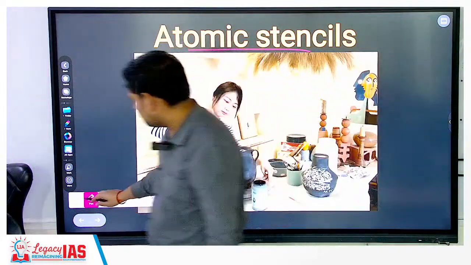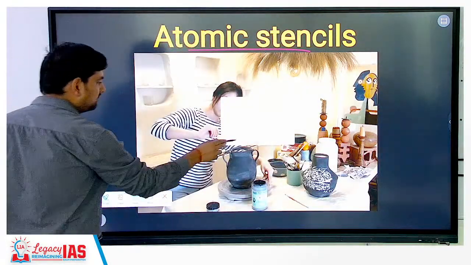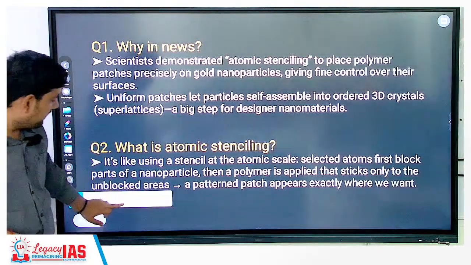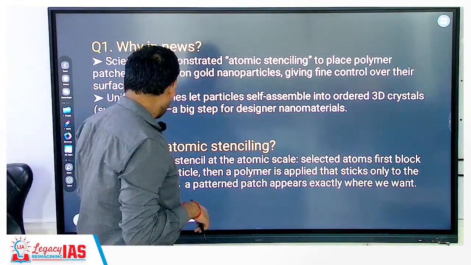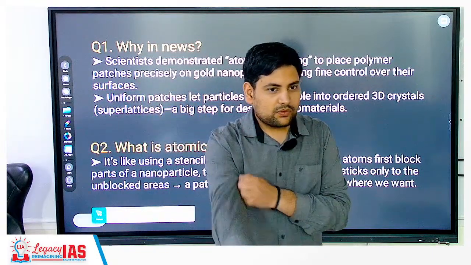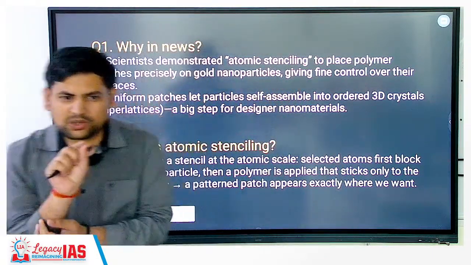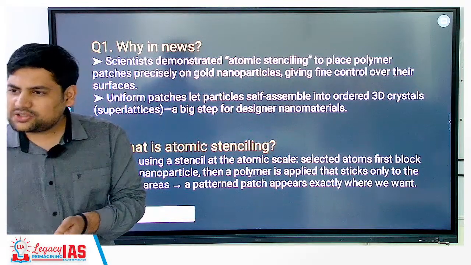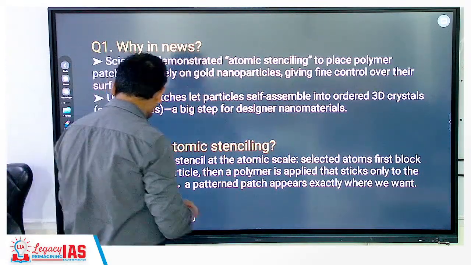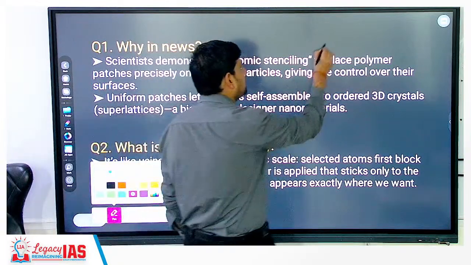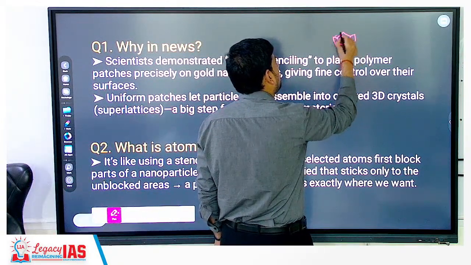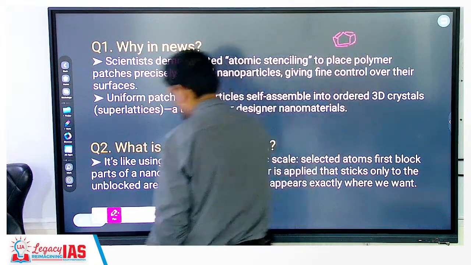We'll understand why this picture is there. Now, first thing is, you know about nanoparticles. What are nanoparticles? Very, very small size particles at the nano level, they start showing different properties. So let's say this is a nanoparticle like this. It's a 3D structure like this.